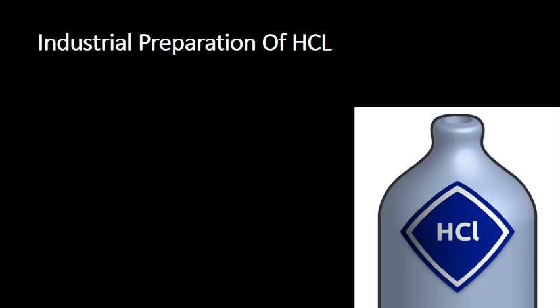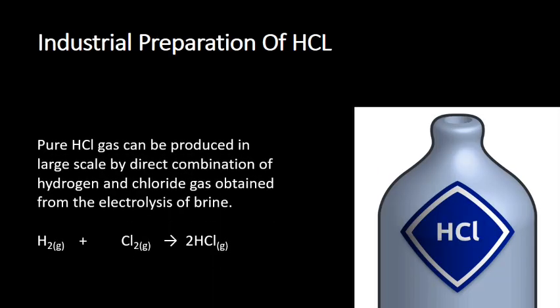Industrial preparation of HCl. Pure HCl gas can be produced on a large scale by direct combination of hydrogen and chlorine gas obtained from the electrolysis of brine. So this is just a chemical equation for that.